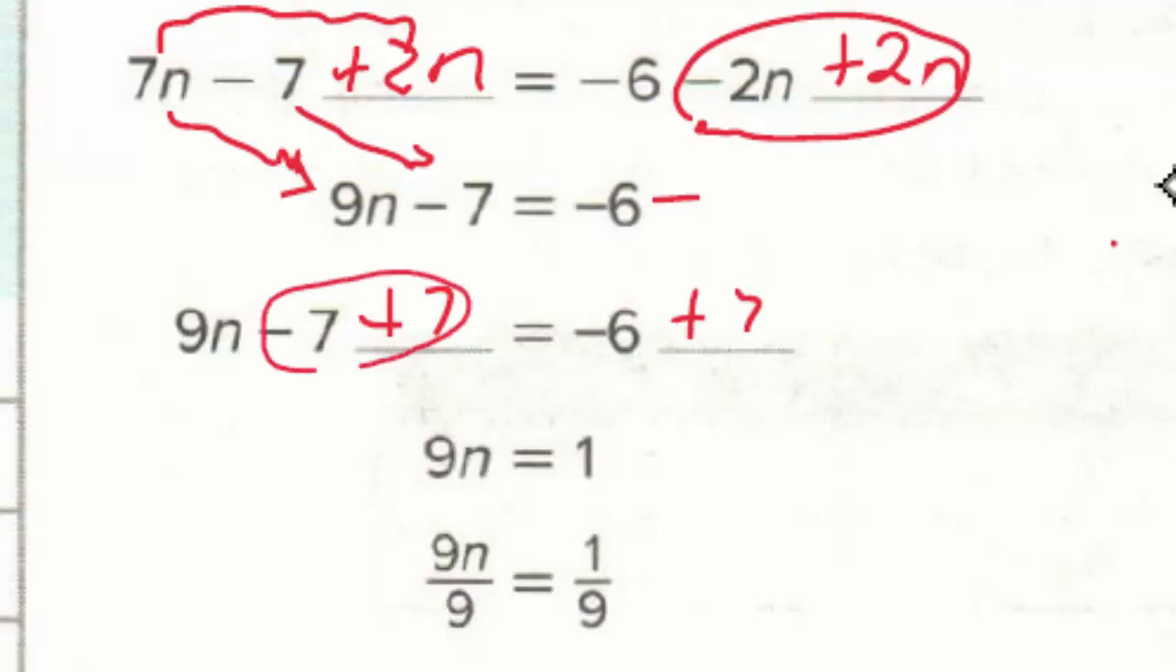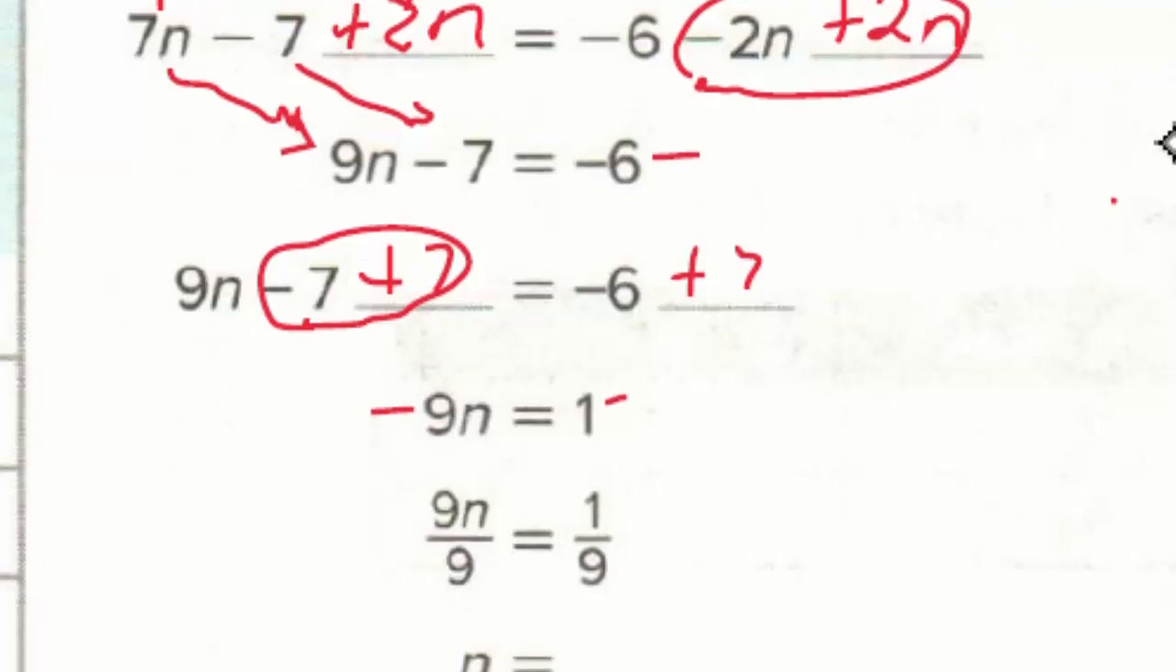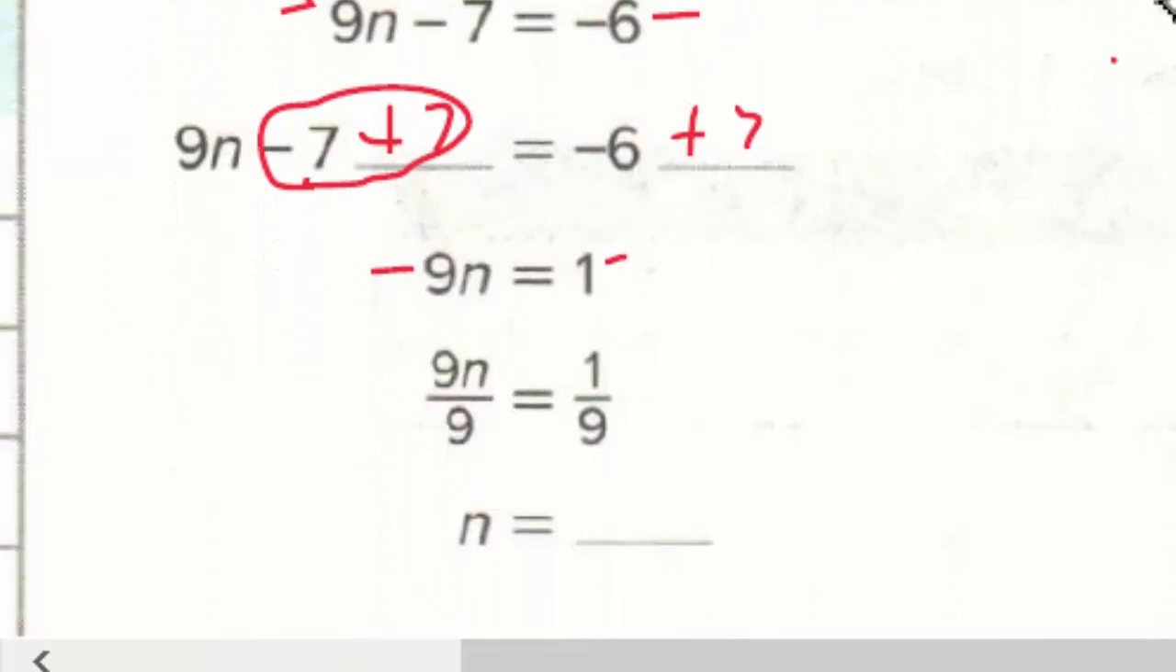7 and -7 makes a 0. 0 plus 9n is 9n. And -6 plus 7 is 1. And the last thing to do is to undo the times 9. So we're going to divide by 9 on both sides. And 9 divided by 9 again is 1, not 0, leaving us with n. And I'm just going to leave this as a fraction of 1/9.